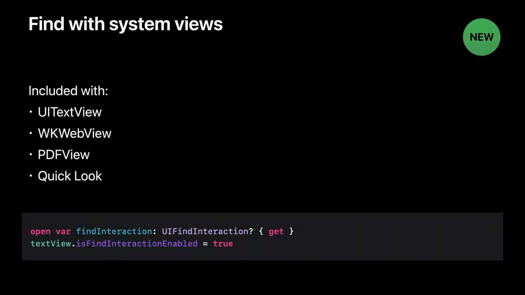If you're using UI Text View, WK Web View, or PDF views to display text content in your apps, all you need to do to get started is set Is Find Interaction Enabled to True on the built-in Find interaction. It's that simple. In addition, if you're using Quick Look to display text content, this will already be available without any work from you.